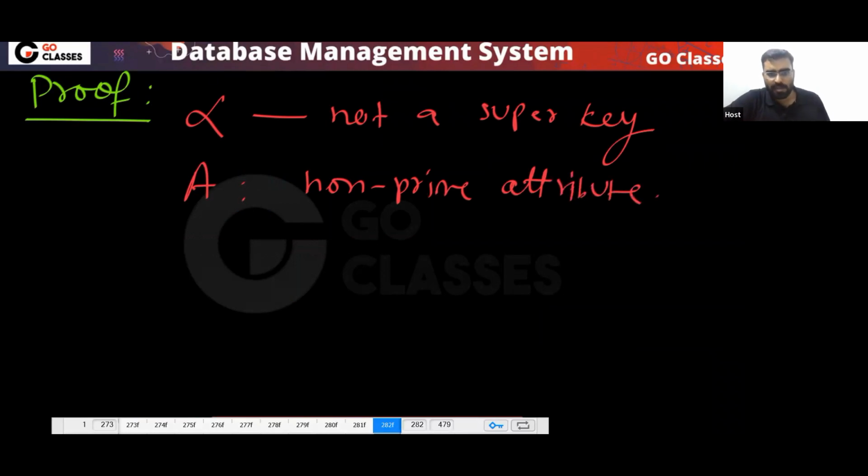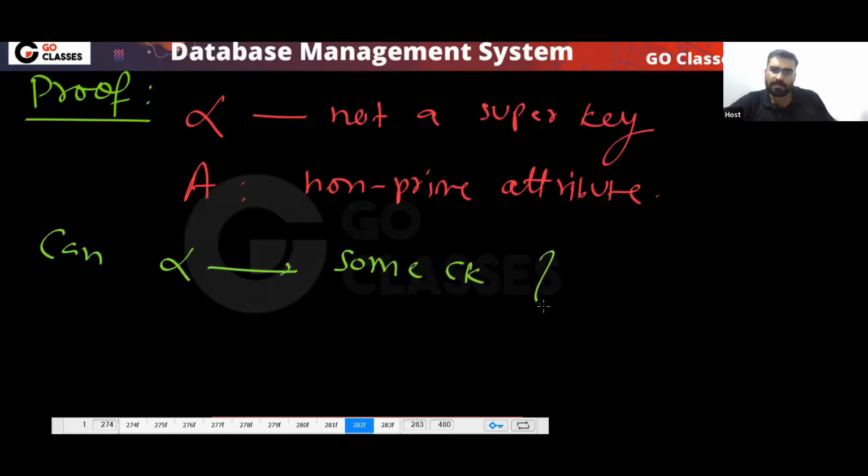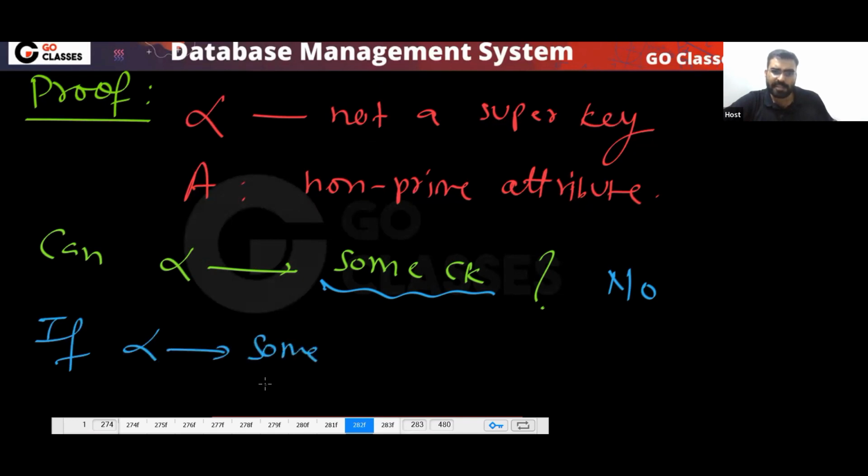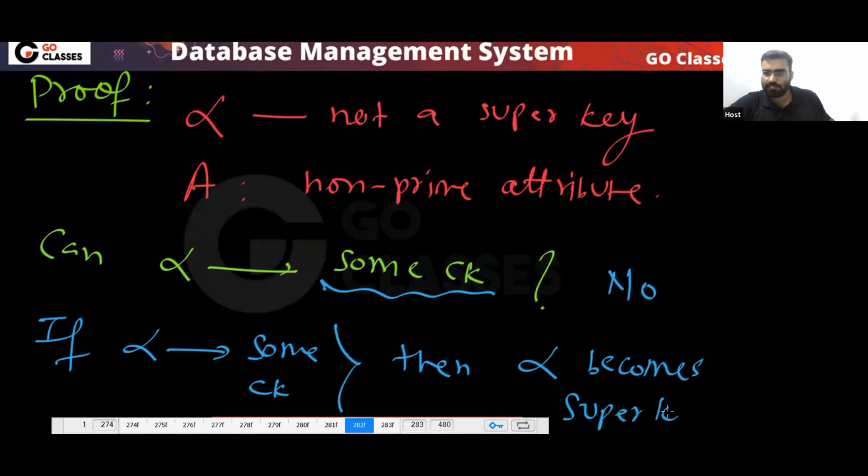Now tell me one thing. Can alpha determine some candidate key? This is my first question. The answer is no. Why? Because if alpha determines some candidate key, then alpha becomes a super key. So alpha cannot determine a candidate key.